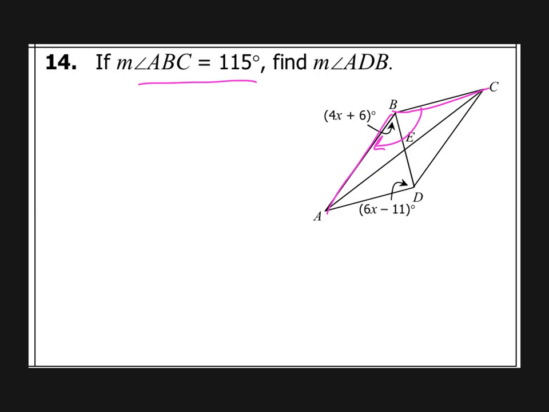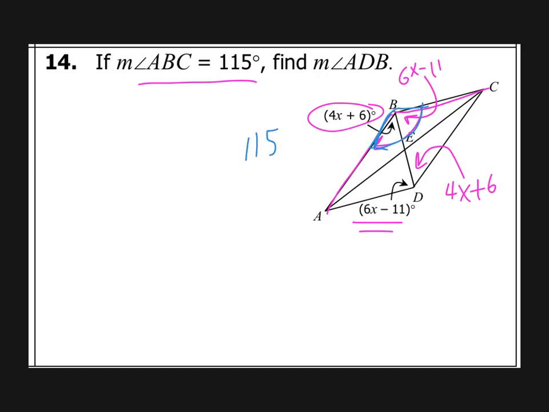Now remember, this 4x plus 6 is alternate interior to this side. So that part is also 4x plus 6. And if that's the case, then the 6x minus 11 is also right here. So that's 6x minus 11. Now hold on a second. The big angle here, this big angle, is worth 115 degrees.